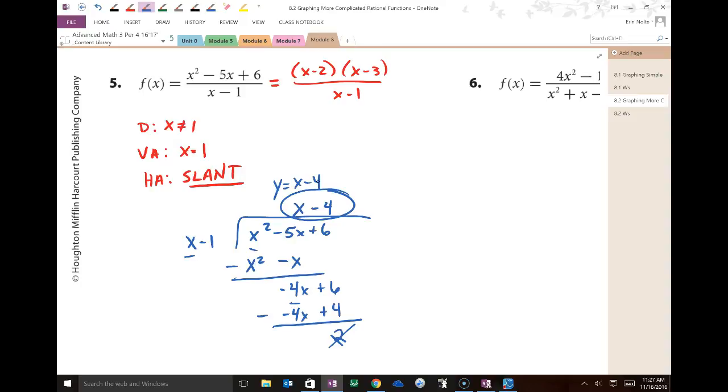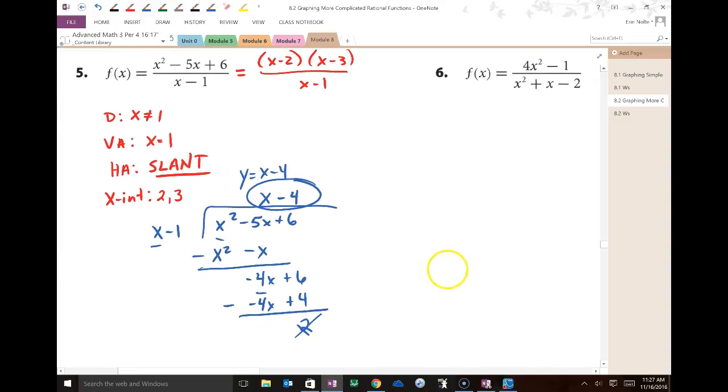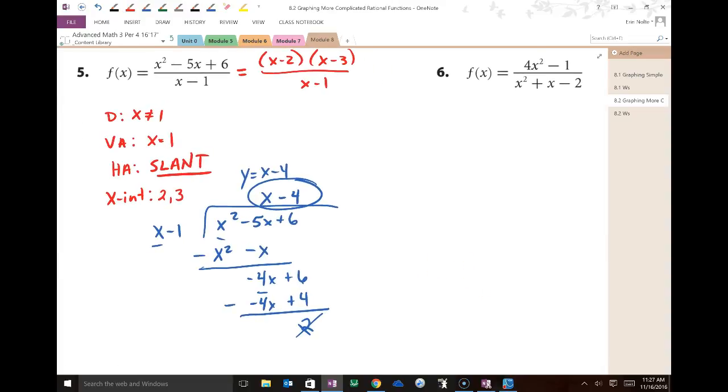What's the last thing I need to find? Zeros. My zeros. So, can we go straight to our zeros? Yes. What are my two x-intercepts? 2 and 3. Everybody okay with that? 2 and 3? All right, here we go.